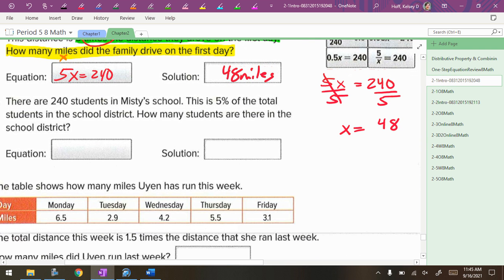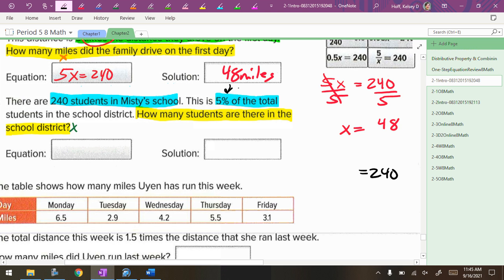Part B says there are 240 students in Misty's school. This is 5% of the total students in the district. How many students are there in the school district? That's our unknown. Two ways of describing it. 240 students in her school, 5% of the total.